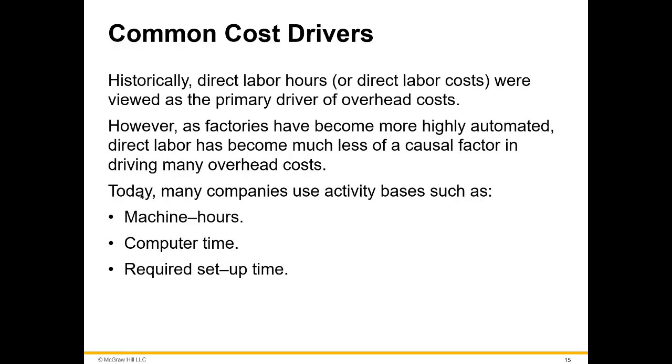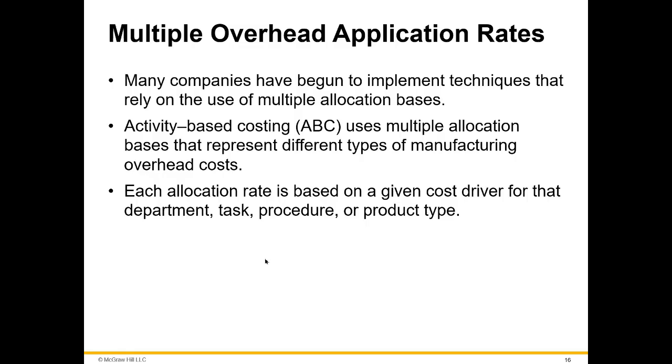And so we've got to use something to apply that overhead. We may also not just use one base. So again, our example from a minute or so back, where we were looking at lines of code versus direct labor hours, maybe we assign both because different activities might consume different amounts of resources, overhead. So each allocation rate is based on a given cost driver for that specific department or task or procedure or product type. And we're going to go through an example of what this looks like.